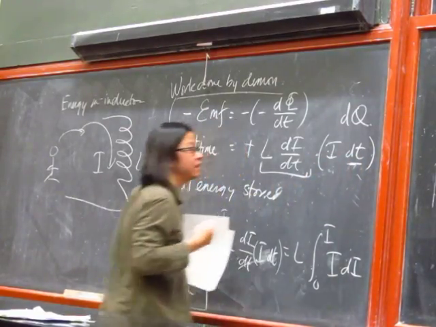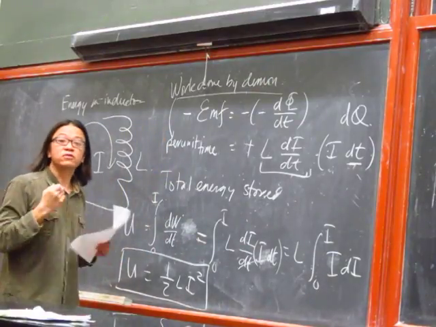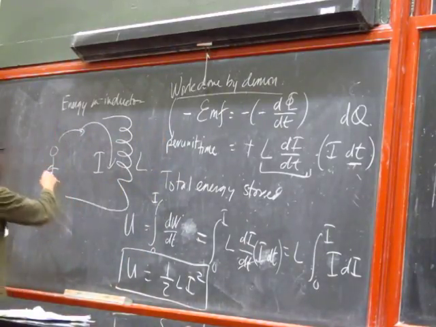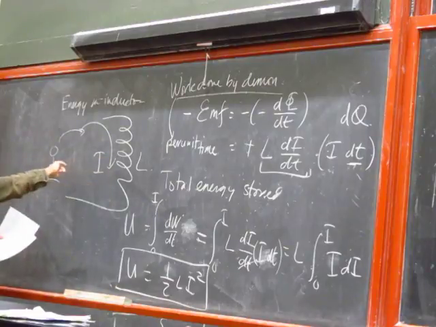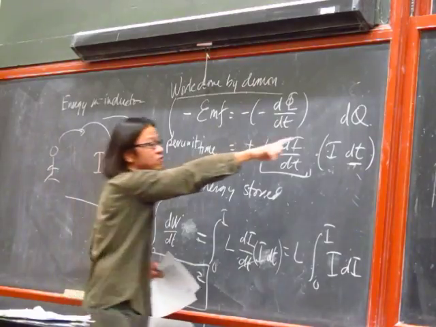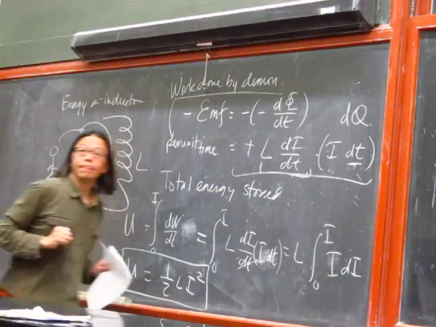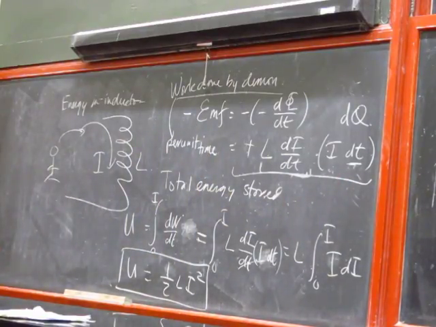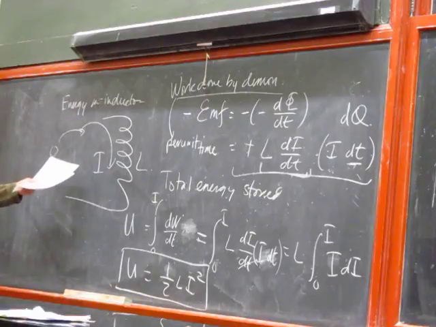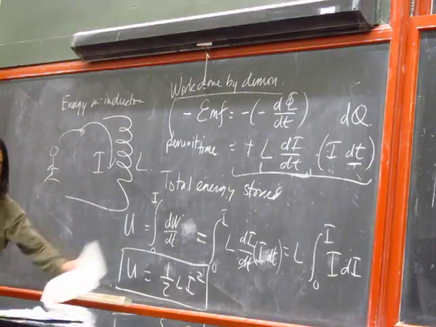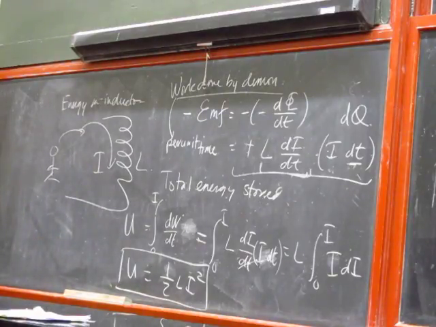So the total work done that somebody, a demon, has to do in moving dq across is given by this. When I integrate all the way from 0 to the current I, I get an energy equal to half L I squared.